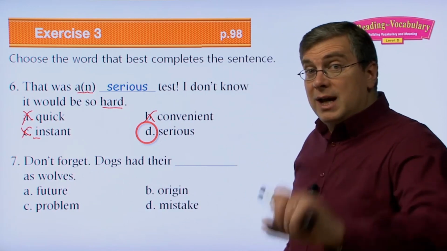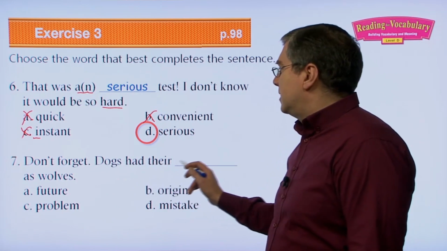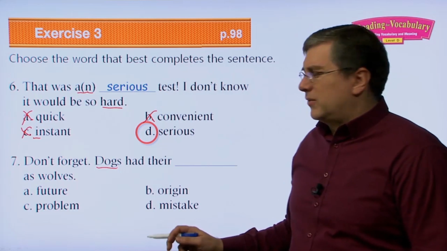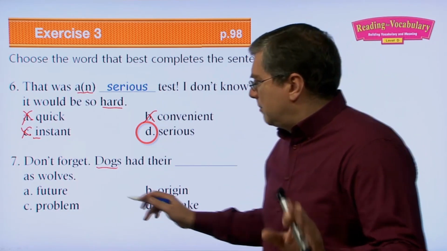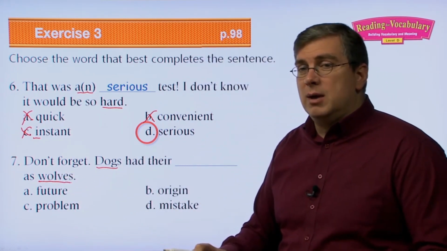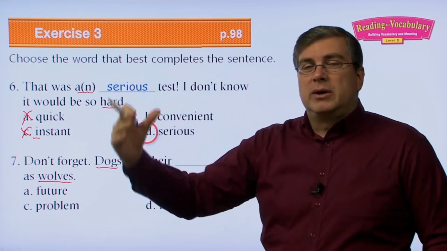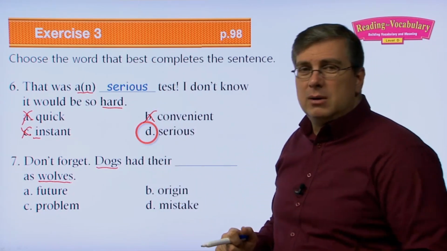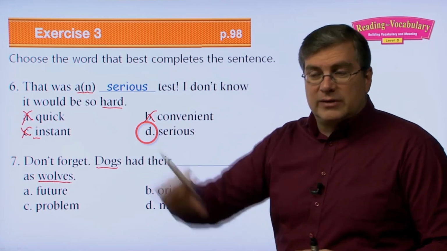Number 7, don't forget, dogs had their beep as wolves. Now, this one is interesting. You have to think about this a little bit. But what you need to know, of course, and I mentioned this in a previous lesson a long time ago, all dogs, all modern dogs now, came from wolves, right? So all modern dogs descended from wolves. So you think about your dog at home, right? Whether it's a beagle or a husky, a big dog, you know, their ancestors were wolves.